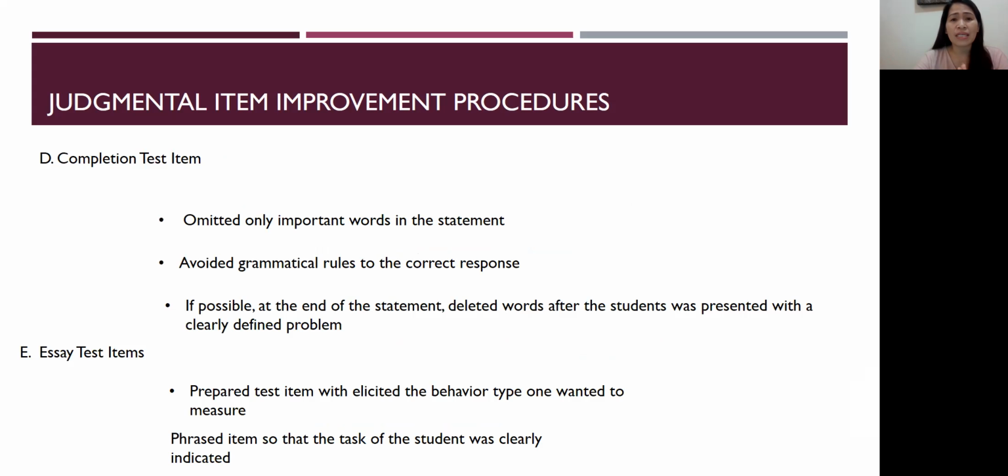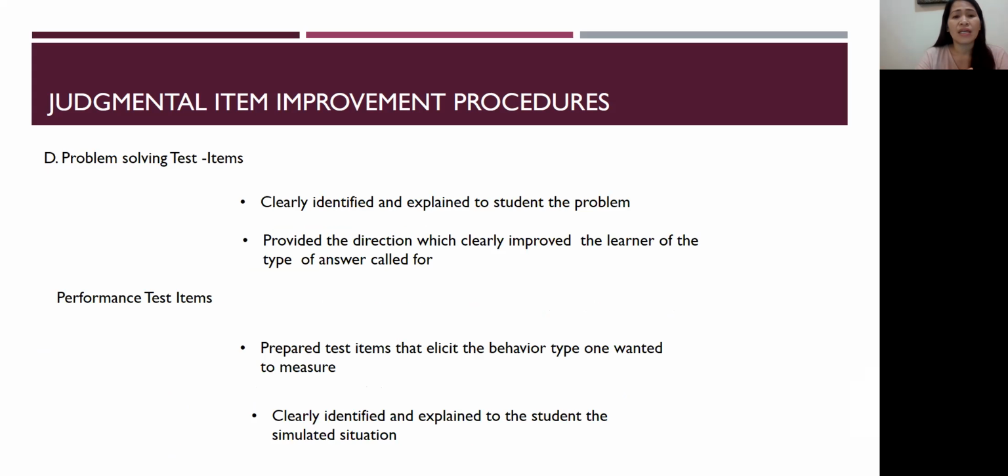Essay test items. Prepare test items that elicit the behavior type one wants to measure. Phrase the item so that the task of the student is clearly indicated. Problem-solving test items: the problem should be clearly identified and explained to the students. It should also provide directions which clearly inform the learner of the type of answer called for.